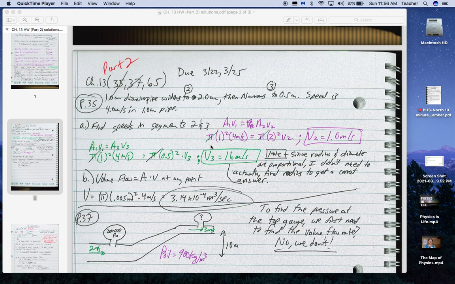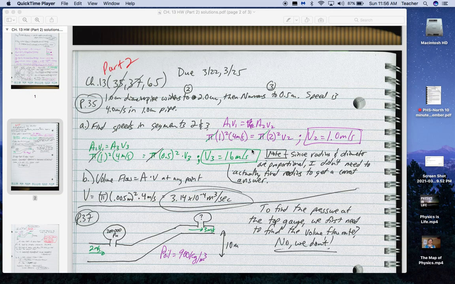Technically, the continuity formula in terms of the volume flow rate, pi r squared is the area times the speed. Well, technically, these are diameters and not radii, but it's proportional. So again, here, the radius would be 0.5. The radius here would be 1. 0.5 squared is 0.25. 1 squared is 1. So it's still a 4-to-1 ratio.